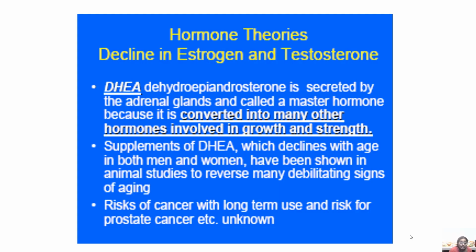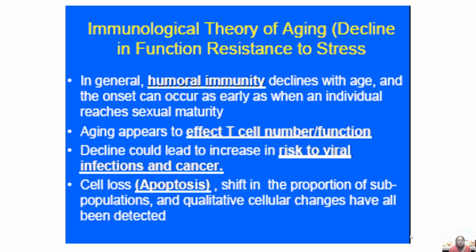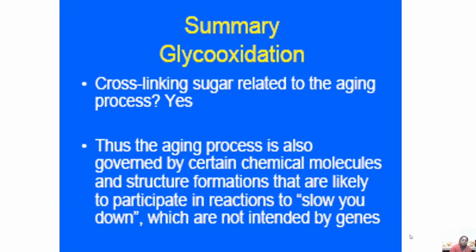Supplements of DHEA, which declines with age in both men and women, have been shown in animal studies to reverse many debilitating signs of aging. The risks of cancer with long-term use, and risk of prostate cancer, etc., are unknown. In general, humoral immunity declines with age, and the onset can occur as early as when an individual reaches sexual maturity. Aging appears to affect T cell number and function. Decline could lead to an increased risk of viral infections and cancer. Cell loss and apoptosis, shifts in the proportion of subpopulations, and quantitative cellular changes have all been detected.